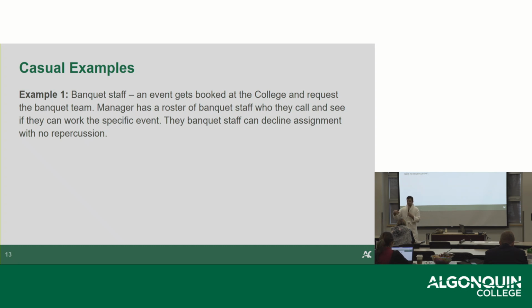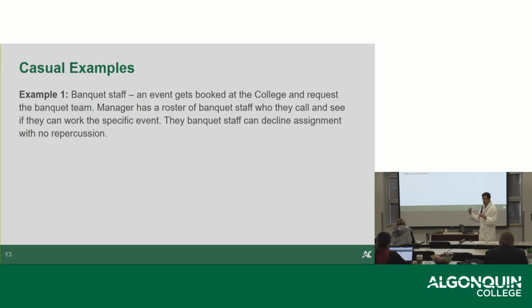You have a roster, or sorry, a list of individuals who you have as a casual roster. And now that you have an event on Saturday from 10 to 5, you call up your casual list and say, hey, I have an event from 10 to 5. Are you available to work? If yes, great, you hire them. If not, then you just go on to the next person on the list.